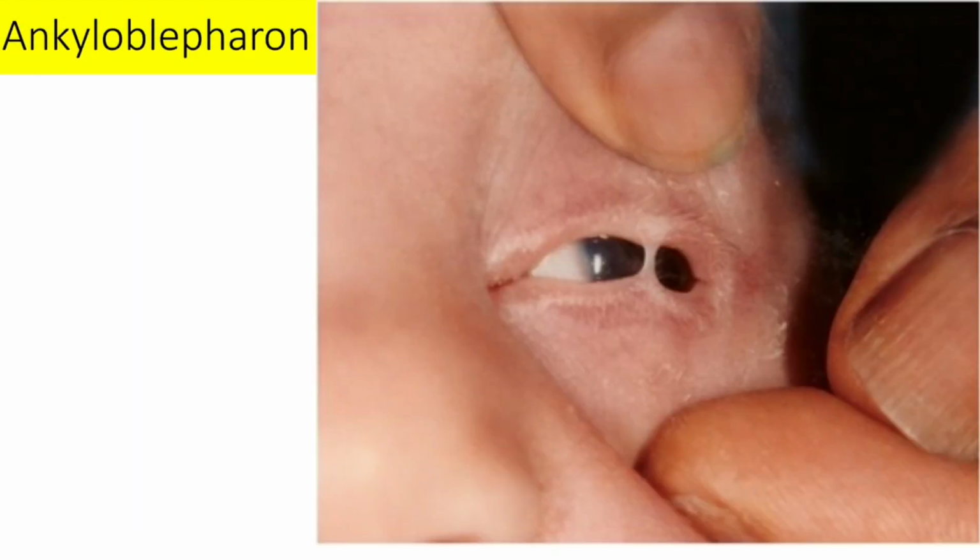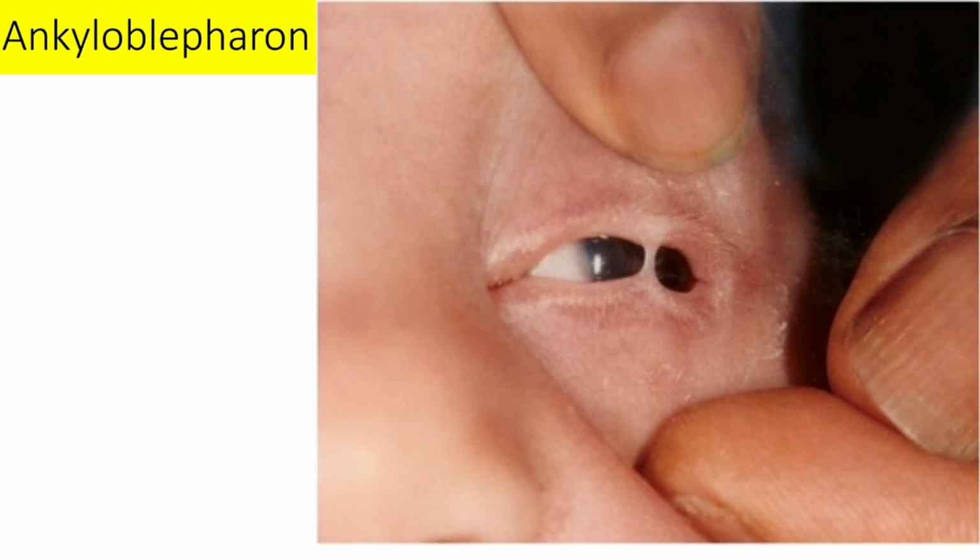It is called Ankyloblepharon. What is ankyloblepharon? Ankyloblepharon is the partial joining or fusion of the eyelid by skin. It can be a congenital abnormality. Ankyloblepharon can be of two types: one is complete and another is partial ankyloblepharon. This condition can be congenital or acquired.